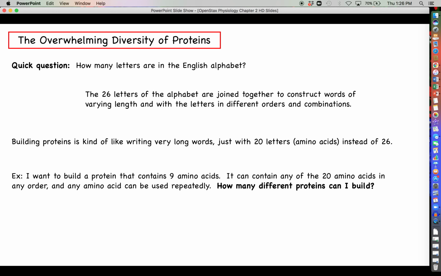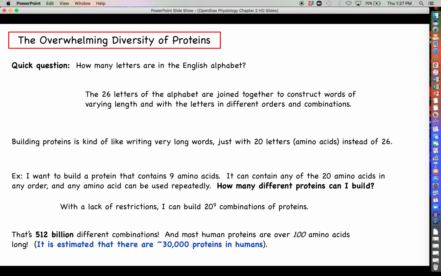So if I went through every single different possible combination of proteins that are 9 amino acids long, how many proteins would there be? Well, the answer here is that we could build 20 to the 9th power different combinations of proteins here. 20 is the base because that's the number of amino acids I have to work with. 9 is the exponent because that is how many amino acids I want in the protein. If you do the math there, that is 512 billion different combinations of proteins.